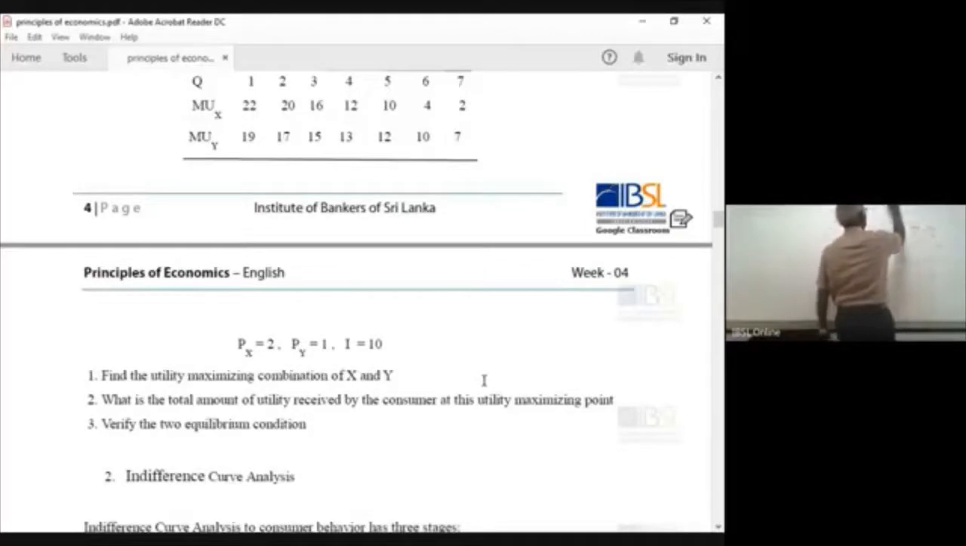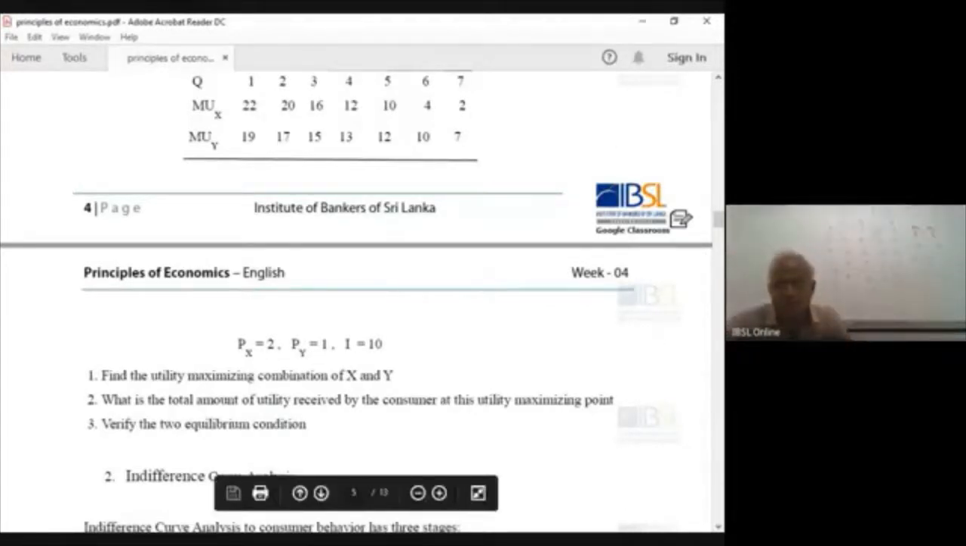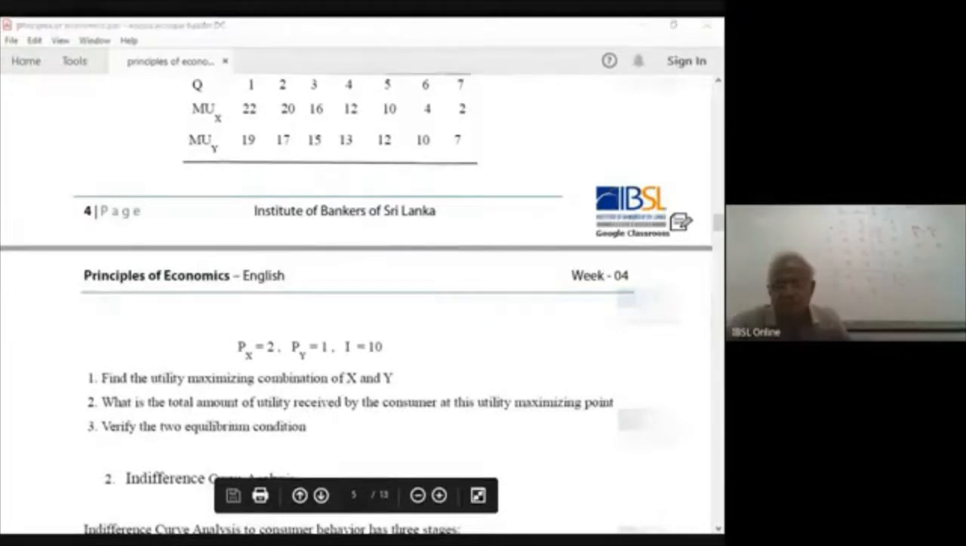This is the total utility of x, total utility of y. 128. That is 128. Now you can see on the board, the calculation is there.